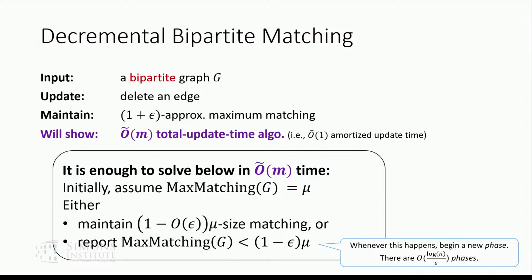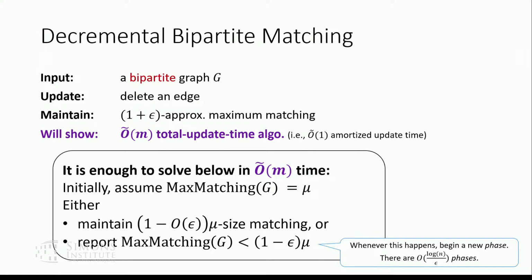You just, whenever the maximum matching size falls, you go again. So this crucially uses the fact that the update sequence is decremental, so the matching size is only falling. And this sort of new phase can only happen like log n times. Okay, so that's going to be our problem from now on.